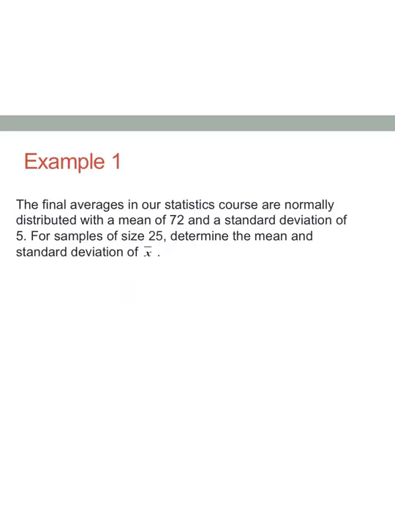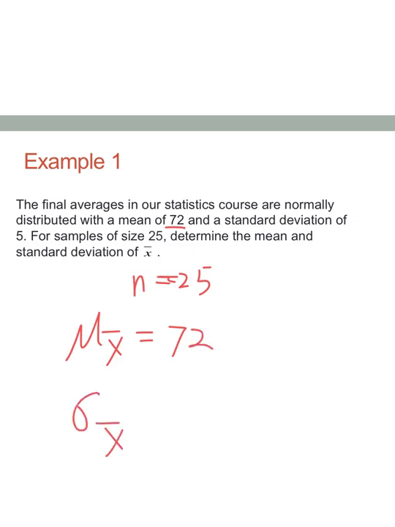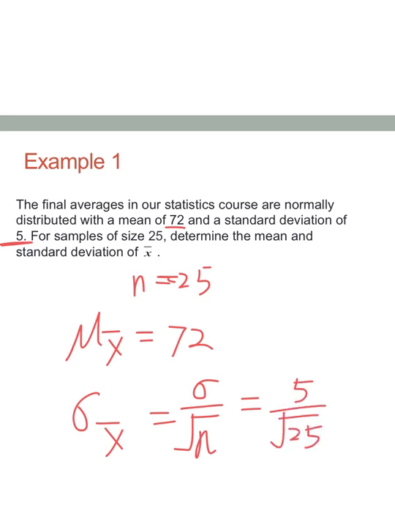Okay, let's have a look at this example. This example just practices the formula for the mean and the standard deviation. If we have a sample size equal to 25, determine the mean and the standard deviation of X bar. The mean of X bar we know is equal to the population mean, which is 72. The standard deviation of X bar is equal to the standard deviation of the population over the square root of the sample size. The standard deviation of the population is equal to 5. The square root of the sample size, the square root of 25, is 5, right? 5 over 5 is equal to 1.